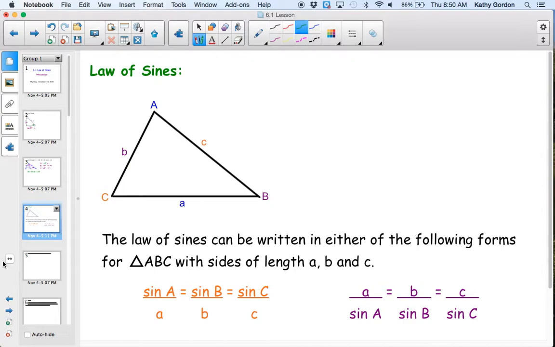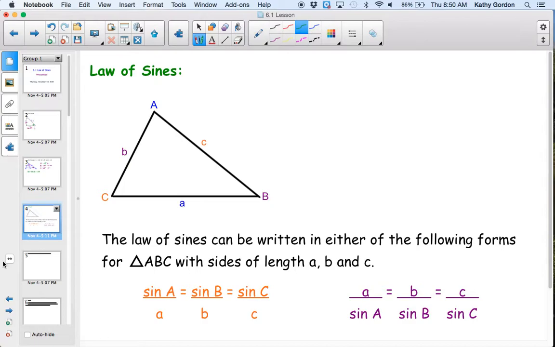So the law of sines and the law of cosines, when we talk about that next class, are statements, properties, characteristics, I guess, that hold true for any triangles. It's not like right triangle trig where we can only do it with right triangles. Law of sines and law of cosines work for any triangles.